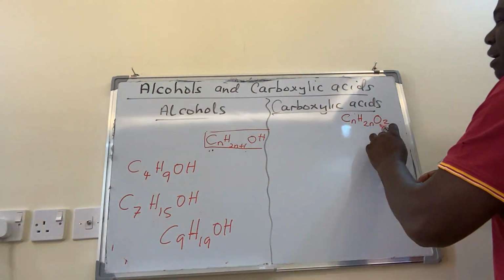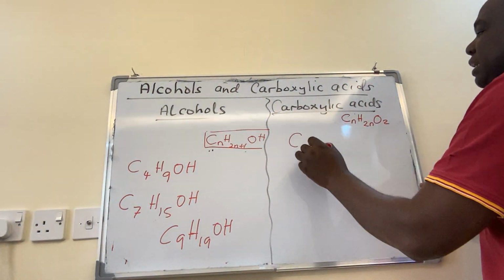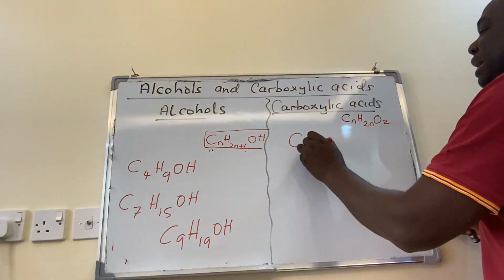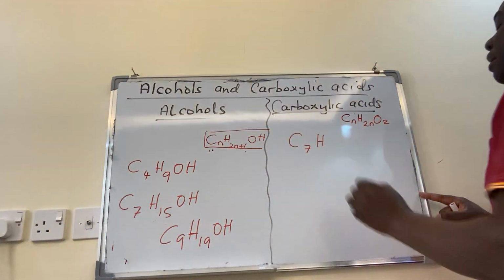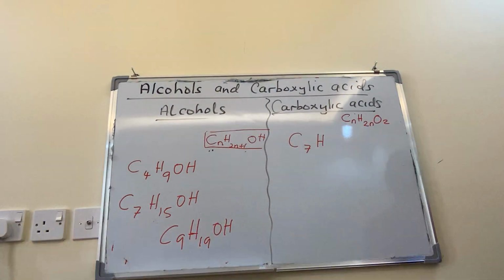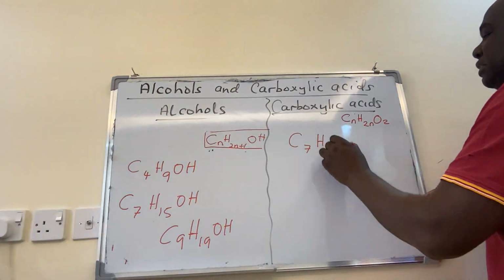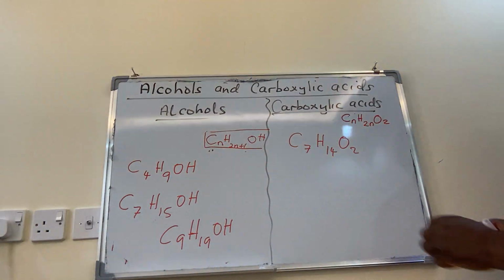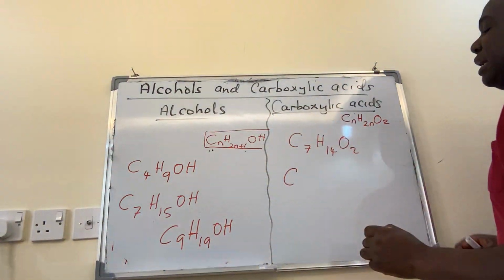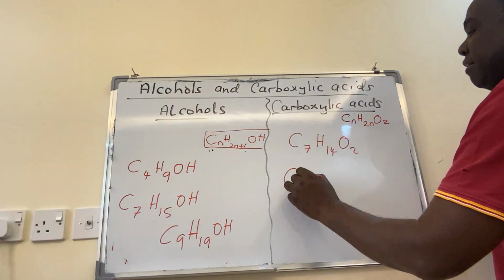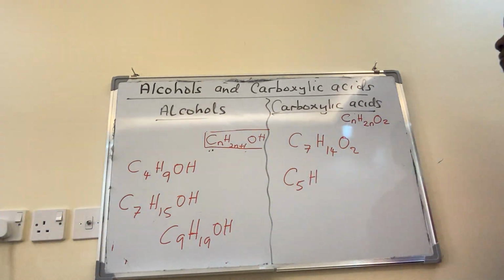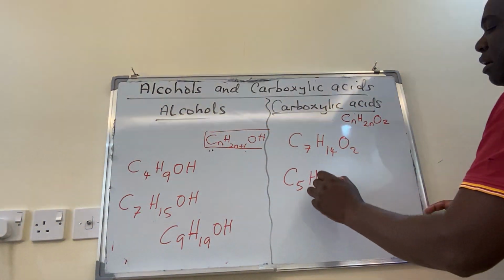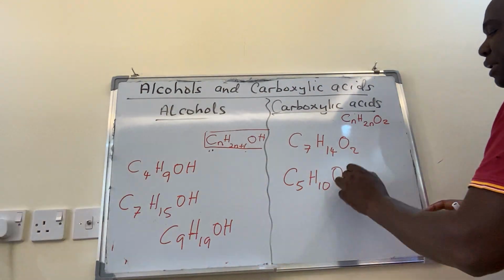And if I come here and I'm told there is a carboxylic acid, but this carboxylic acid has 7 carbons, I'll say 7 by 2, I get 14, and then I put 2 there. If I'm given a carboxylic acid which has 5 carbons, I will say it will have 10 here, and then 2 there.